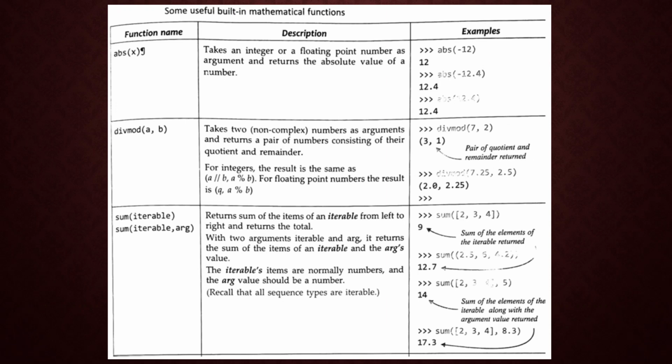The next function is sum(iterable) and sum(iterable, start). This function returns the sum of the items of an iterable from left to right and returns the total.